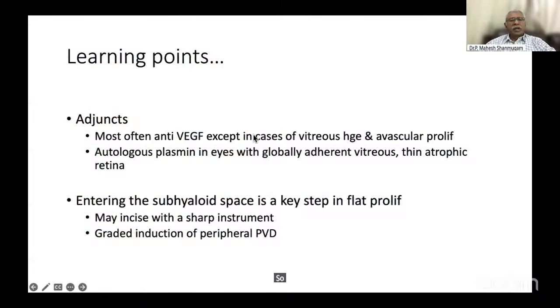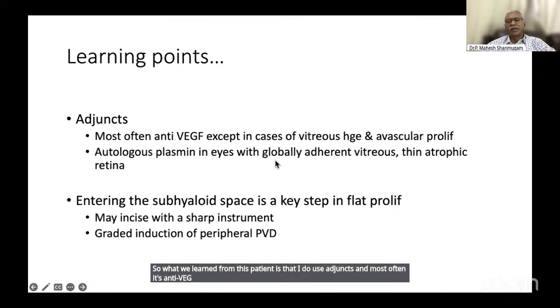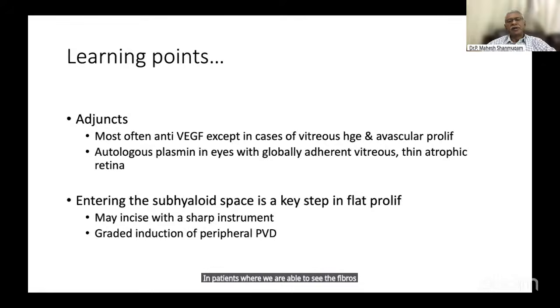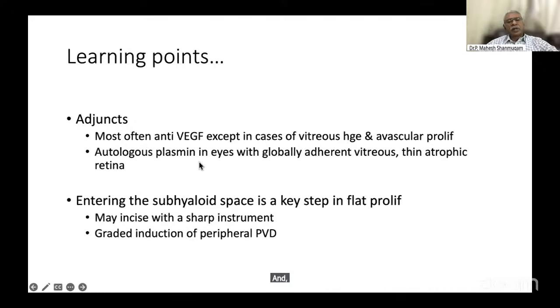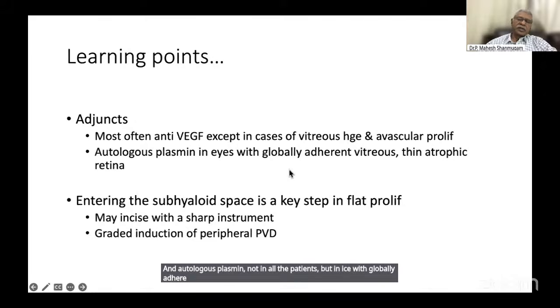So what we learn from this patient is that I do use adjuncts, and most often it's anti-VEGF, except in cases of vitreous hemorrhage, where I don't usually use anti-VEGFs. In patients where we are able to see the fibrovascular proliferation, which is very vascular, I would use anti-VEGF about 2 days prior to the surgery. Autologous plasmin, not in all patients, but in eyes with globally adherent vitreous, like the patients I showed you, and a very thin atrophic retina which is likely to tear, you would usually use autologous plasmin.